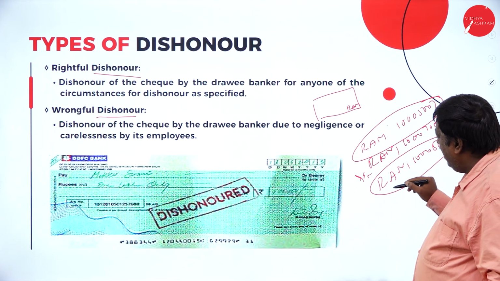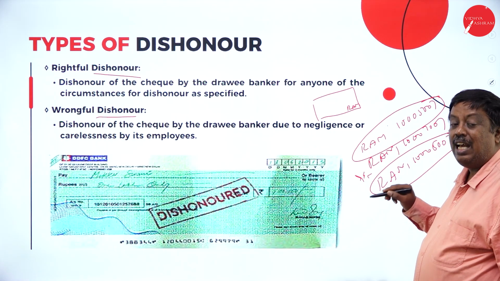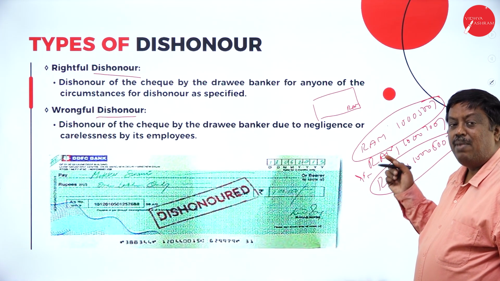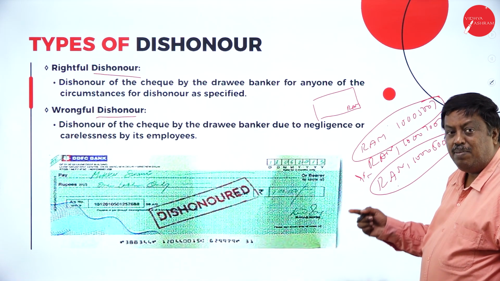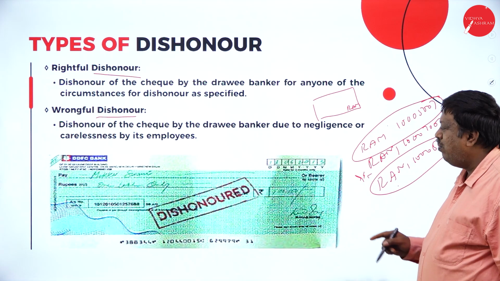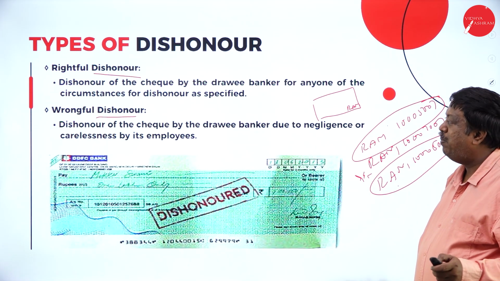In this case, the paying banker will be held responsible for the damages faced by the drawer in society. If he claims that, the banker has to pay the amount of damages for the mistake done by the employees of the bank here.